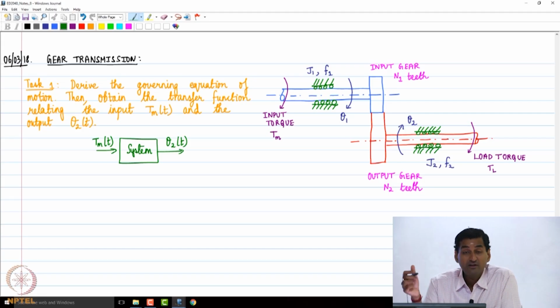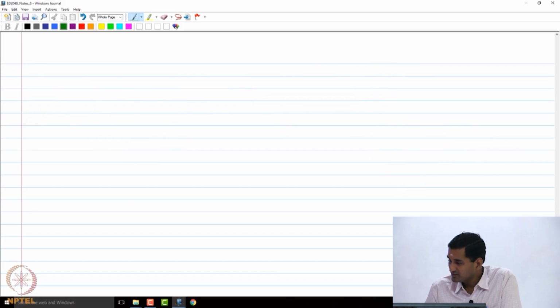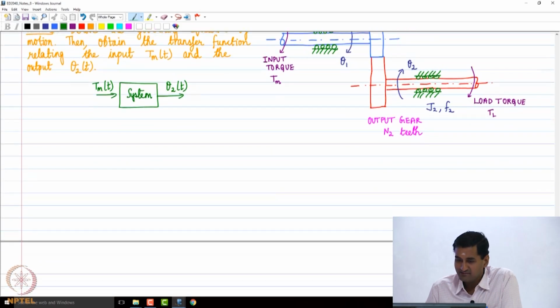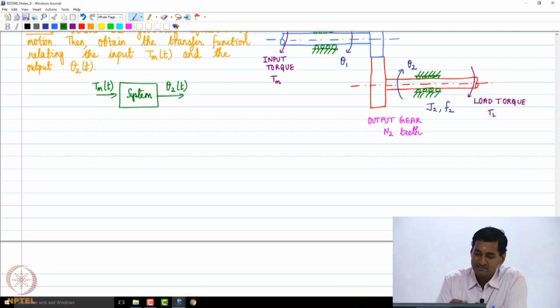Alternatively, we can also consider the output to be omega 2(t), wherein I want to do speed control of the output shaft. I would do position control, and I would leave speed control to you as homework. It's going to be pretty straightforward, at least the derivation of the transfer function, once we do this derivation. The controller part needs to be redone. So let us first derive the governing equations of motion. That is the first task that we are going to do. So let's get started with that.